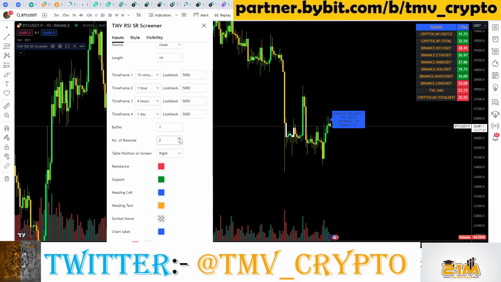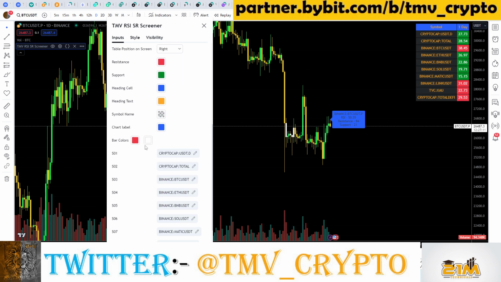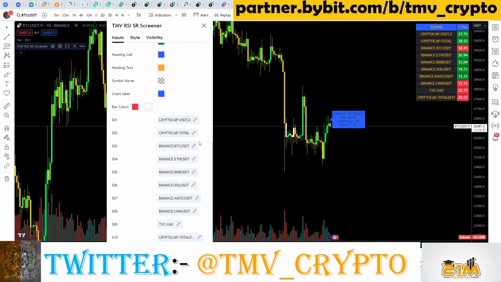Talking about the table position, you can put it right, you can put it center, you can even move it from right to left, whatever you feel. I'm just going to keep it right. These are the colors. If you want to change the color, you can do it. The bar colors: white, I've changed to white. The default is green. So if it is forming a buy signal or maybe a buy range, it's going to print white for me. For you, it will be green. And if the RSI has reached the resistance, it's going to print the red candle.